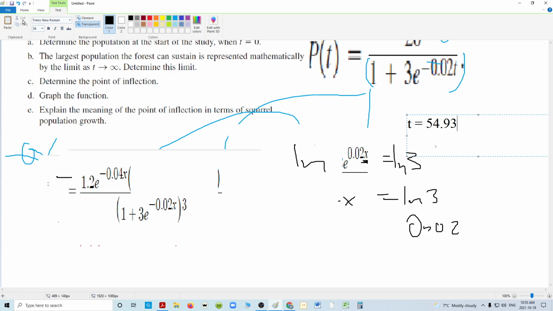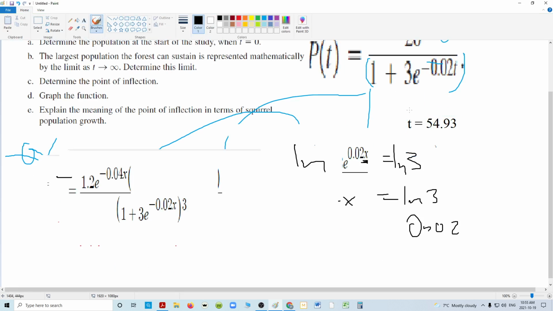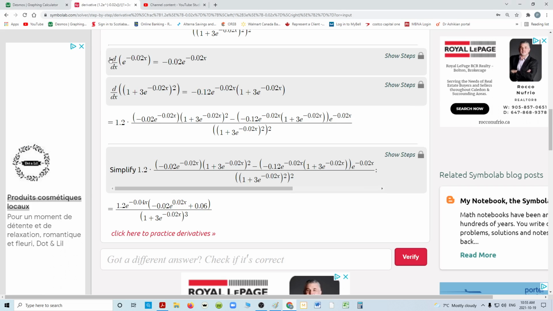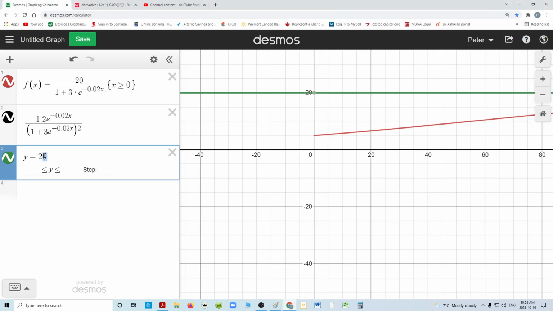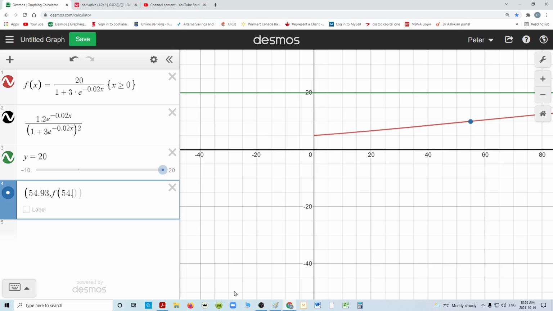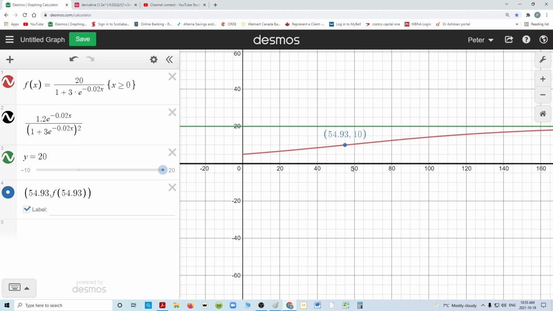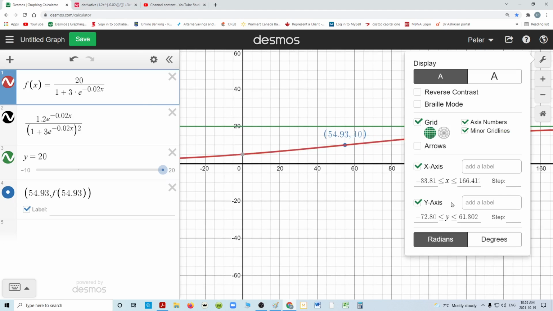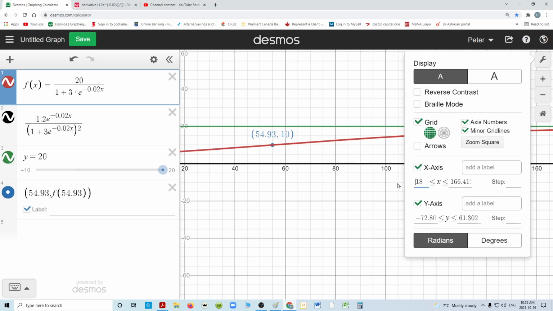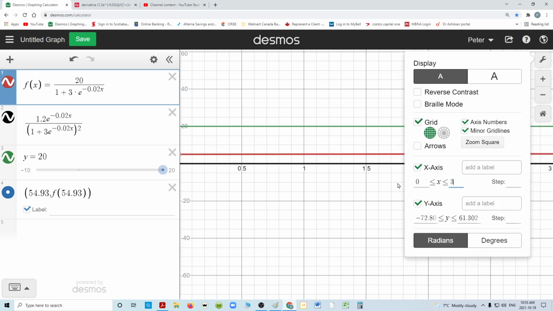Now I don't know what the y value is. You would plug it in up here into the main equation. I'm not going to bother. I'm going to let my graph do it and see if I was right. So I'm going to find the point of 54.93, was it? Comma f of 54.93. And according to it, that's the inflection. It actually does look like the inflection point. I'm going to get rid of that just to see it a bit better, and I'm going to do this to see it a bit better as well.